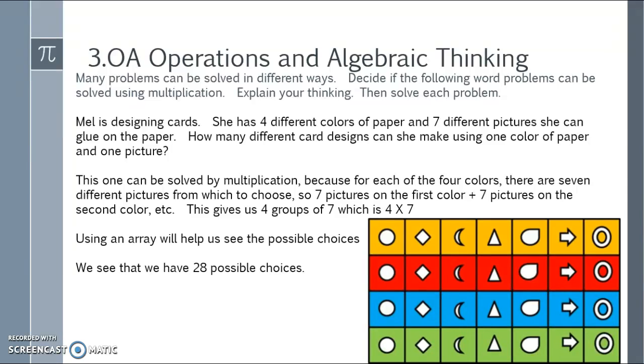Using an array, we can help see a visual representation of the 28 possible choices. Note that the pictures could be different. Note that the colors could be different, but this gives one example of what it might look like. So we could add 4 seven times or add 7 four times. We could individually count them as well.